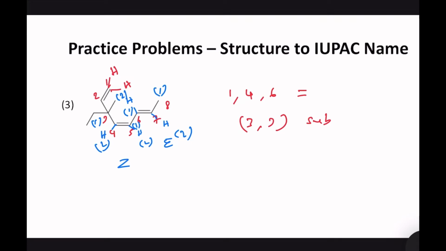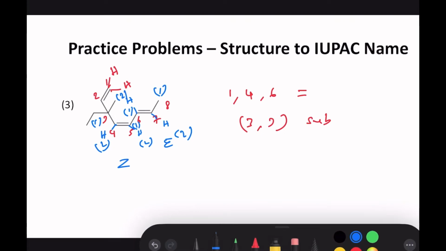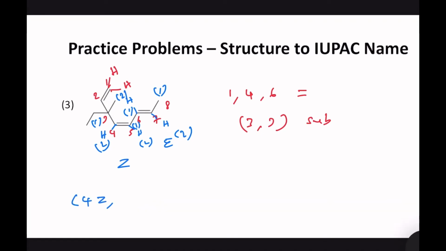So, the IUPAC name for this molecule is going to be (4Z,6E), that in parentheses, and then 3-ethyl-3-methyl-octa, because in total we have 8 carbon atoms in the parent chain. So, octa-1,4,6-triene.